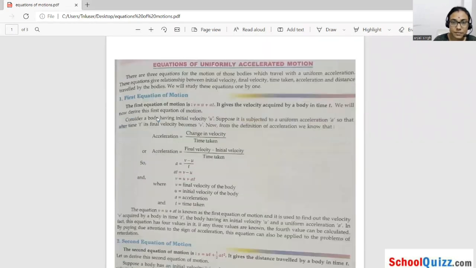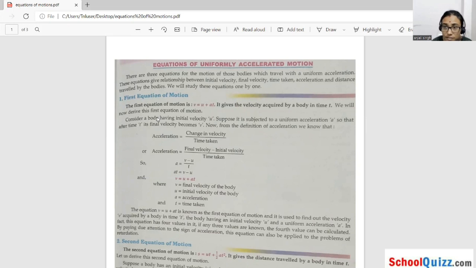Yeah, so in the first slide you can see our topic is equation of uniformly accelerated motion. The first is equations of motion. Actually, we are deriving the equation when the object is in uniformly accelerated motion. So there are three equations of motion. Okay, the first equation of motion, the second equation of motion, and the third equation of motion.